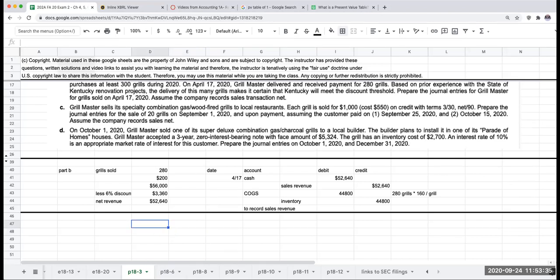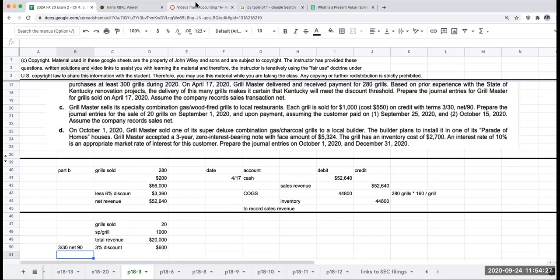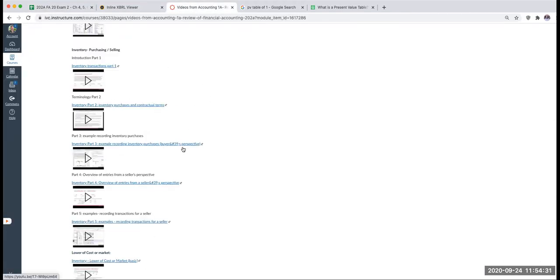Okay, so over here, my grills sold is going to be 20. My sales price per grill is 1,000. So over here, my total revenue is going to be 20,000. Now, if I'm recording sales net, what that means is I'm recording it net of that discount. I'm assuming they're going to be taking the discount. So over here, the discount is going to be at 3%. Where did this 3% come from? It's 3/30 net 90. And I would refer you back to my videos from accounting 1A. Go over to the inventory purchases and you'll see how that works in terms of what those terms actually mean.